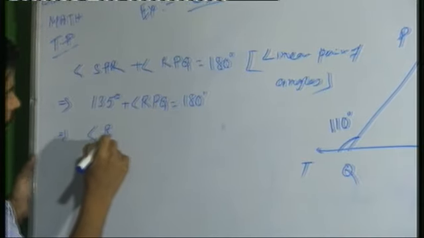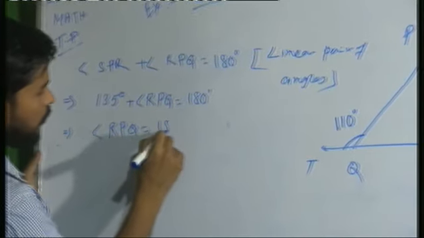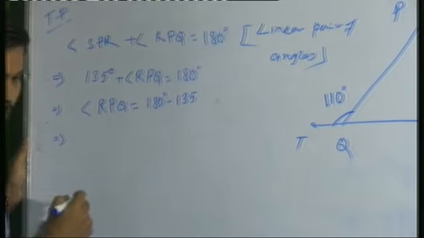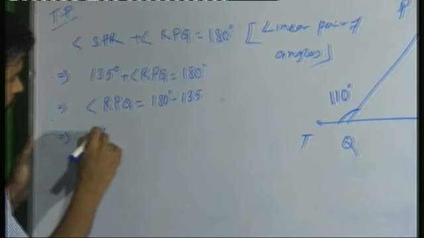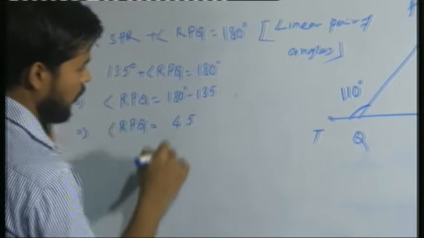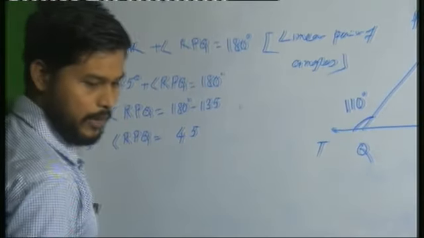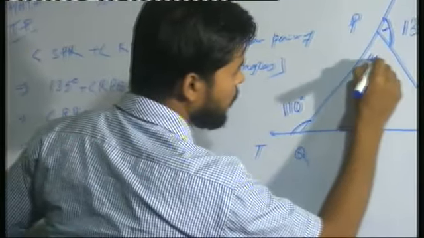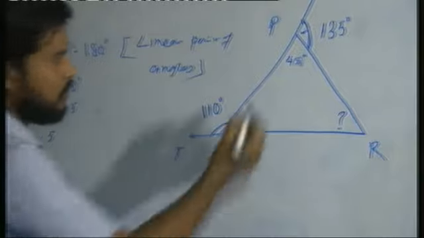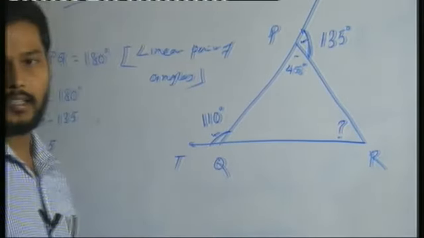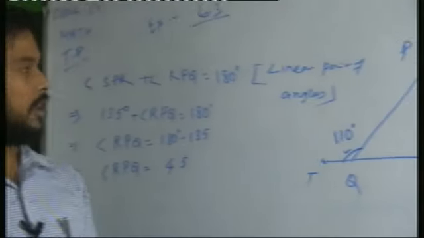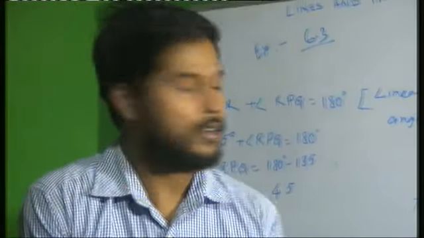That means what is the value of angle RPQ? So angle RPQ is equal to 180 minus 135. That means RPQ is equal to 45 degrees. So the value of this angle is 45 degrees. Now this exterior angle is known, but this opposite interior angle is not known. So if we apply the exterior angle property of a triangle, then we can solve this problem.